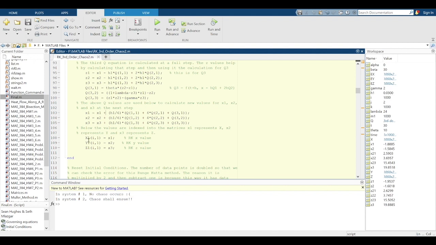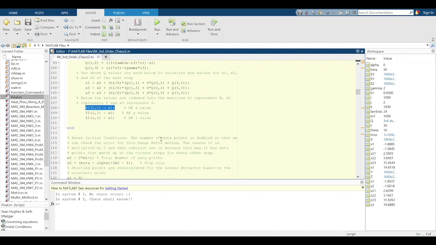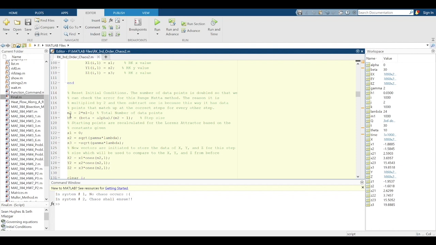After that point, these get stored in our vectors right here. You see that x is x1, y is x2, and z is x3. All these values can be stored so that we can plot them later on. What this code then goes on to do is calculate a new number of data points and then also calculate the step size based on that.